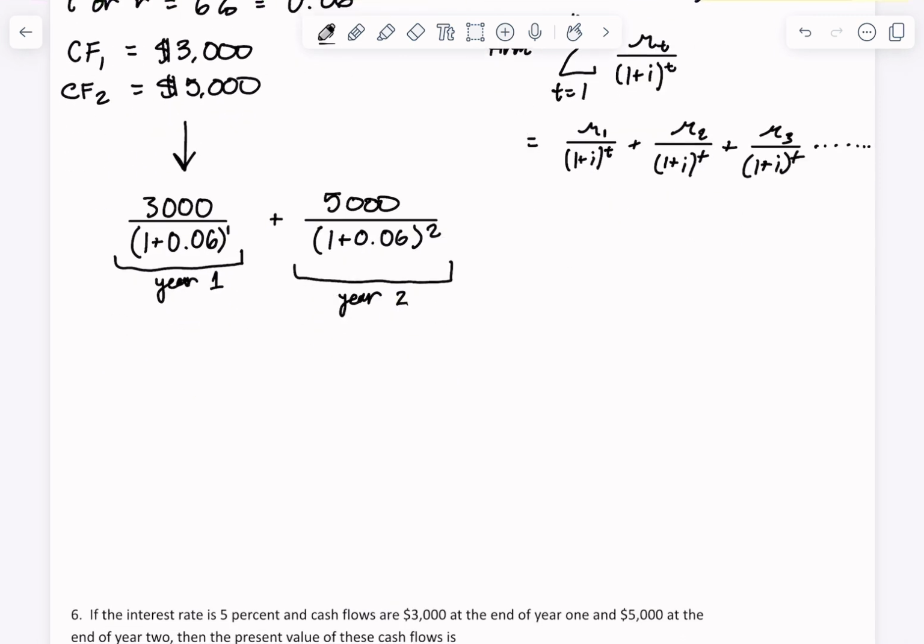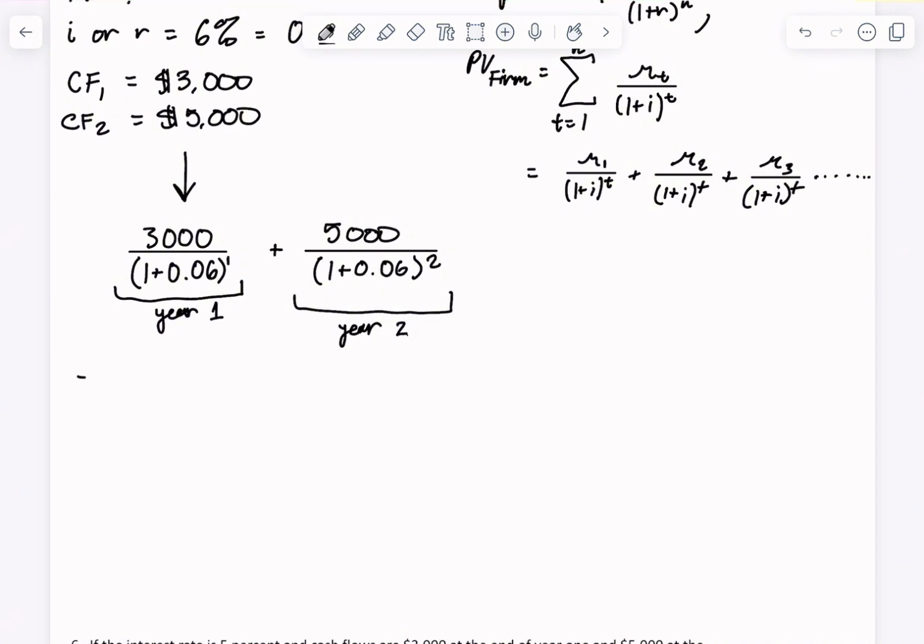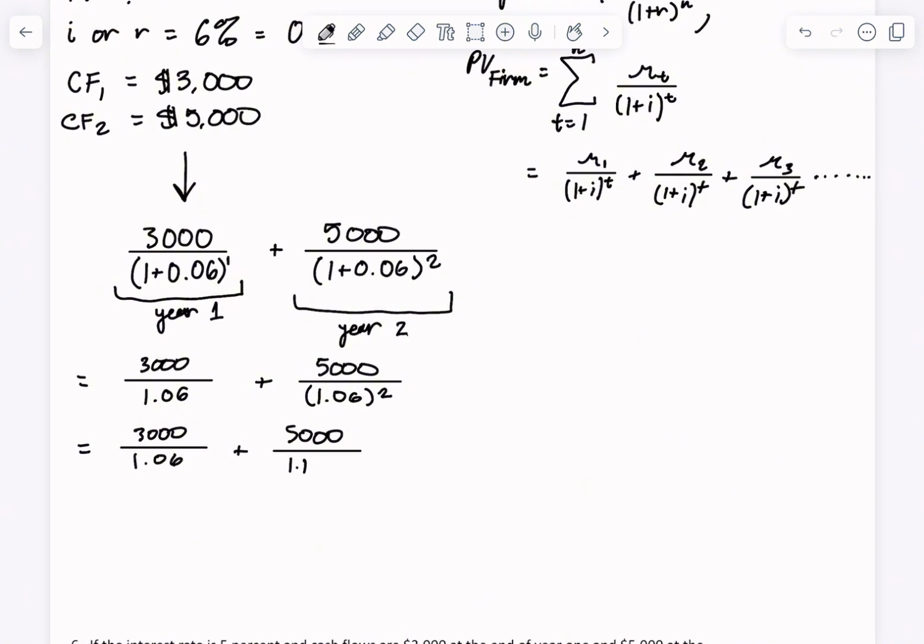So I'm going to start with the first portion, the year 1. That's just going to be 3,000 over 1.06, and then I'm going to add that to the second portion, which is going to be 5,000 over 1.06 to this power of 2, which is also just going to be this right here. One sec. It'll be 5,000 over 1.1236. So now that I have that, it's going to simplify everything and just solve.